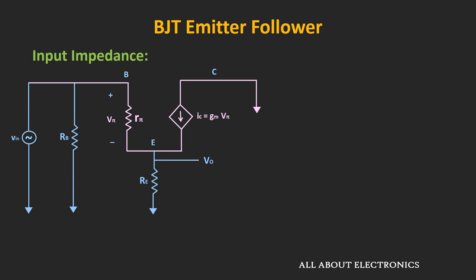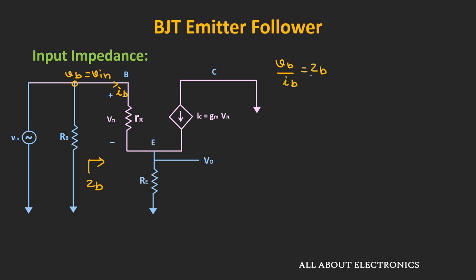To find the input impedance, first of all let us find the impedance which is seen through this base resistor. Let's call this resistor as the ZB. Here, let's say the voltage at this node is equal to VB, and as you can see, it is equal to the input voltage. And the current which is flowing through this base terminal is equal to IB. So the ratio of this voltage VB and the IB will give us the ZB.